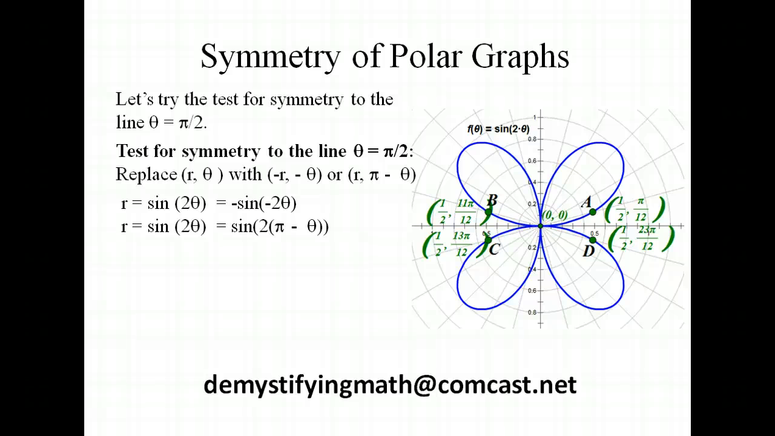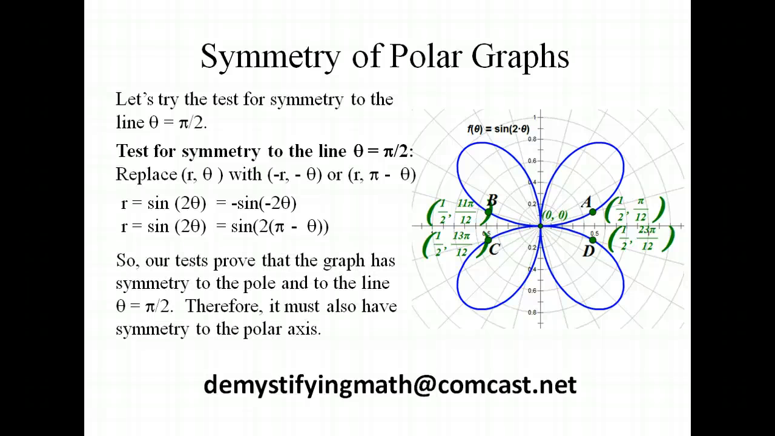Well, if it has symmetry with respect to the line theta equals pi over 2, then if we take point A and reflect it over the line, we get to point B. It also has symmetry with respect to the pole, which we showed earlier. So that means that point B gets rotated and lands on point D. And then D is a reflection of A, so it must have symmetry with respect to the polar axis as well. So sometimes you have to go a roundabout way to show your symmetry on these.